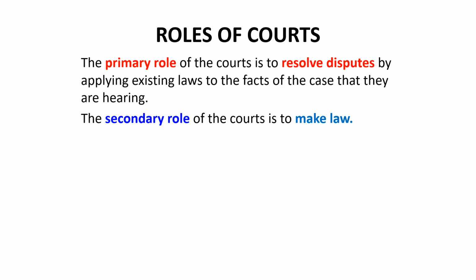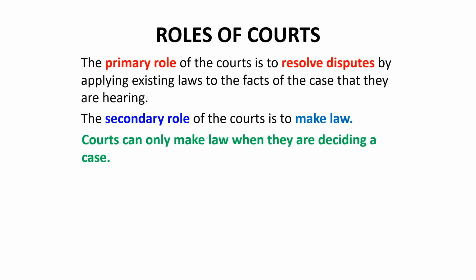So let me recap. There are three important points in relation to the role of courts in lawmaking. The first point is that while the primary role of Parliament is to make laws, the primary role of the courts is not to make laws, but is to resolve disputes. And it's only in the course of resolving, that is, deciding disputes, that courts may make law.